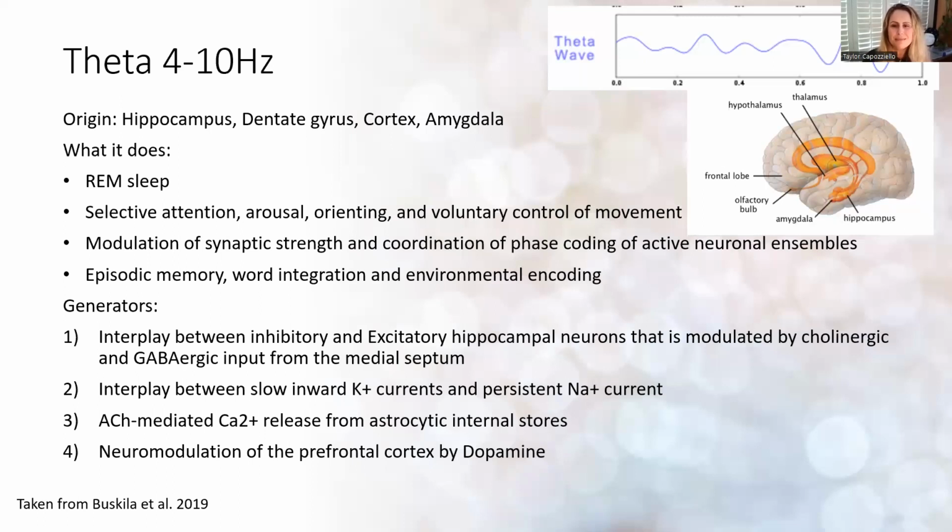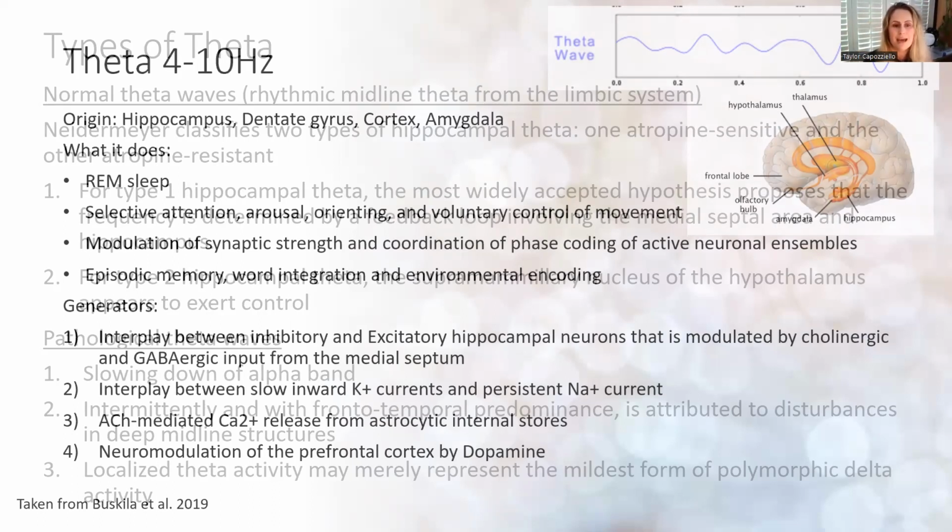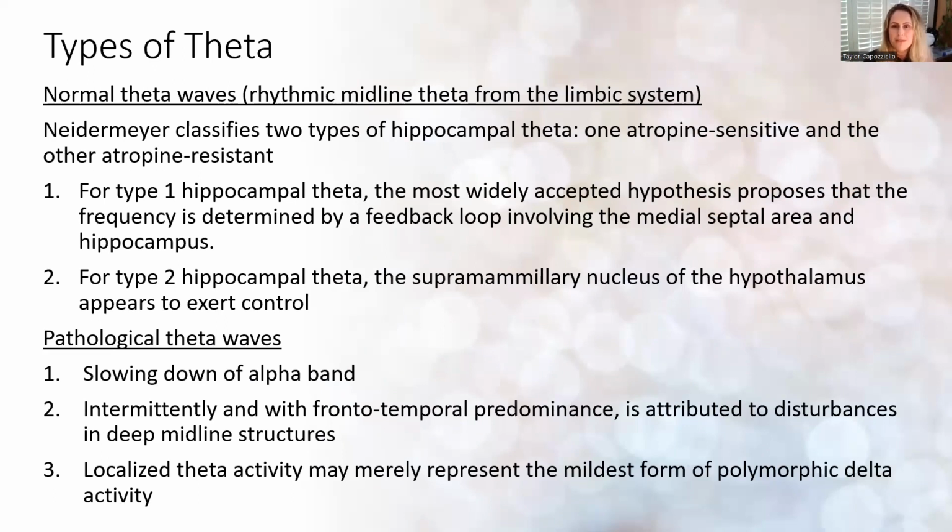So the limbic system generates theta by having the nucleus accumbens provide acetylcholine to the temporal lobes via the diagonal band of Broca. And that makes it so we see midline theta. That is where it's coming from. But we can also see it in the temporal lobes because of that. We have normal theta waves, rhythmic midline theta from the limbic system.